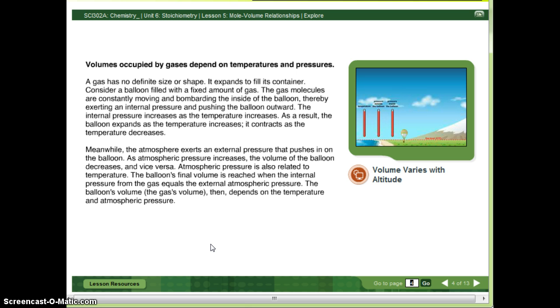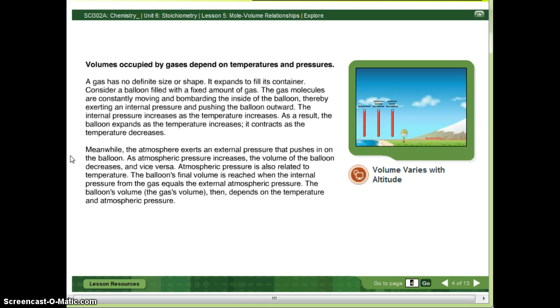Volumes occupied by gases depend on temperature and pressure. A gas has no definite size or shape. It expands to fill its container. Consider a balloon filled with a fixed amount of gas. The gas molecules are constantly moving and bombarding the inside of the balloon, thereby exerting an internal pressure and pushing the balloon outward. The internal pressure increases as the temperature increases. As a result, the balloon expands as the temperature increases, and it contracts as the temperature decreases. So if you've ever bought a helium balloon in winter, when you take it out in the car, it shrinks, and then when you bring it back in the house, it expands.